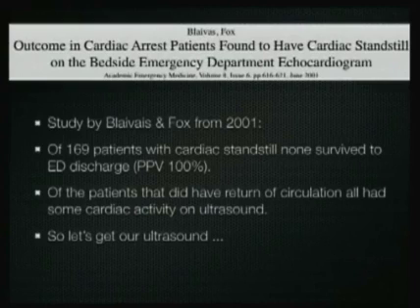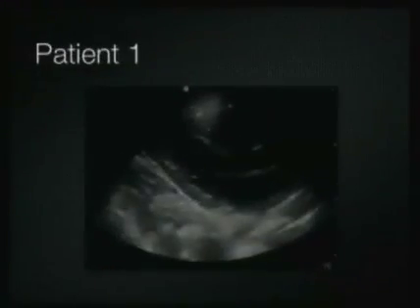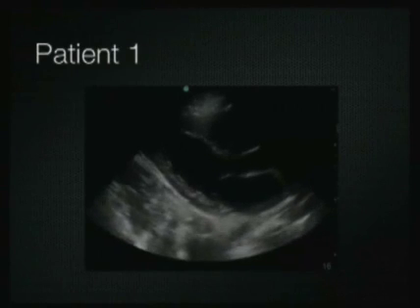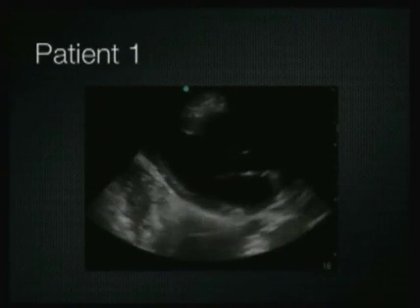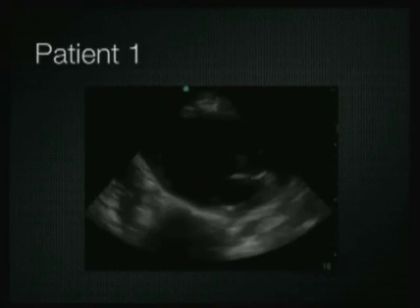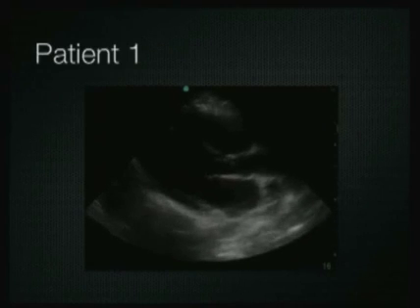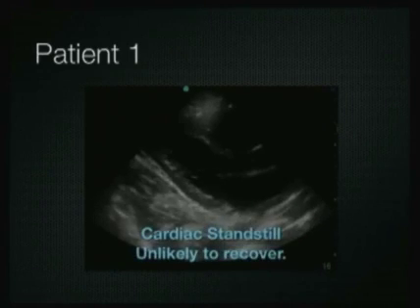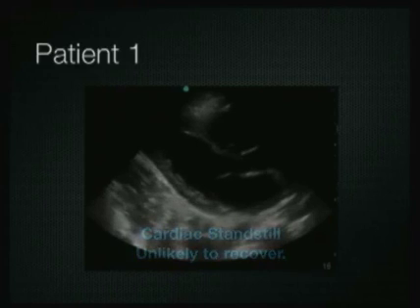Of the patients that did have return to circulation, all had some cardiac activity on ultrasound. So this is an interesting finding. It's only one study, but there is a multi-center study going on currently to help see if this pans out. So let's get our ultrasound for these 3 patients. In patient number 1, we take a look and we see pretty much no squeezing of the left ventricle in this example. So it's cardiac standstill, and our patient's unlikely to recover.